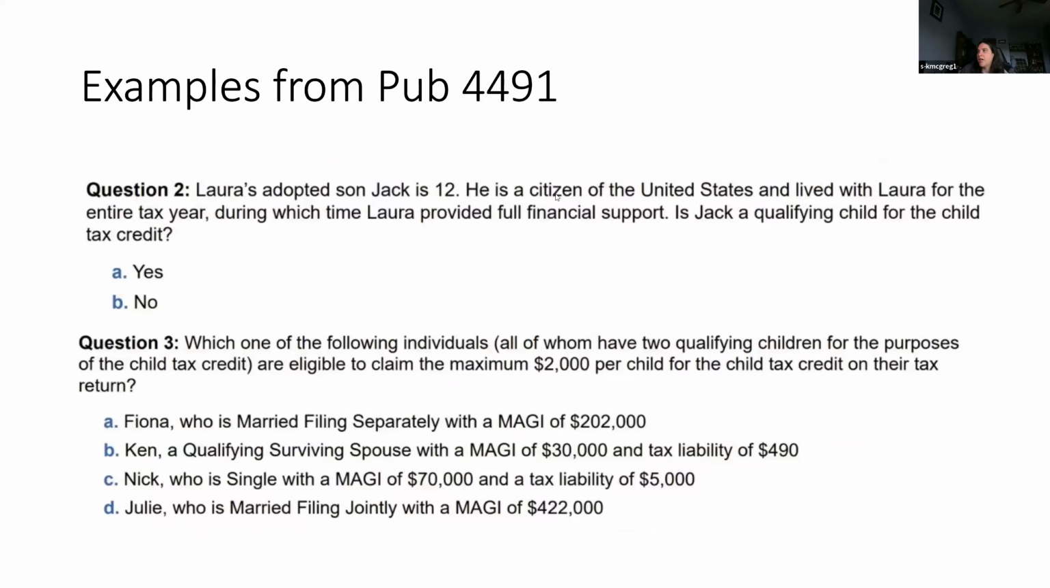Laura adopted Jack, who's 12. He's a citizen and has lived with Laura for the entire year, and she provides full financial support. So yes, Jack is a qualifying child for child tax credit, because adopted children count as long as they have the social security number.